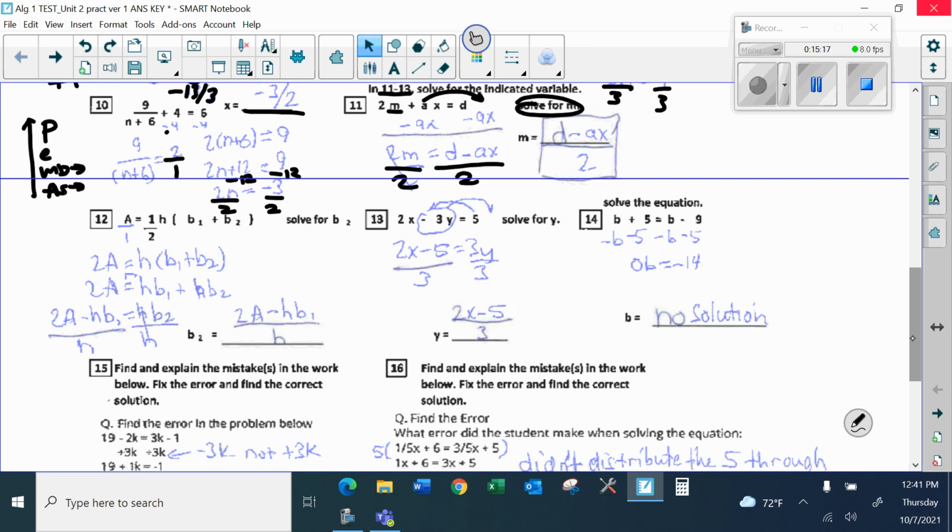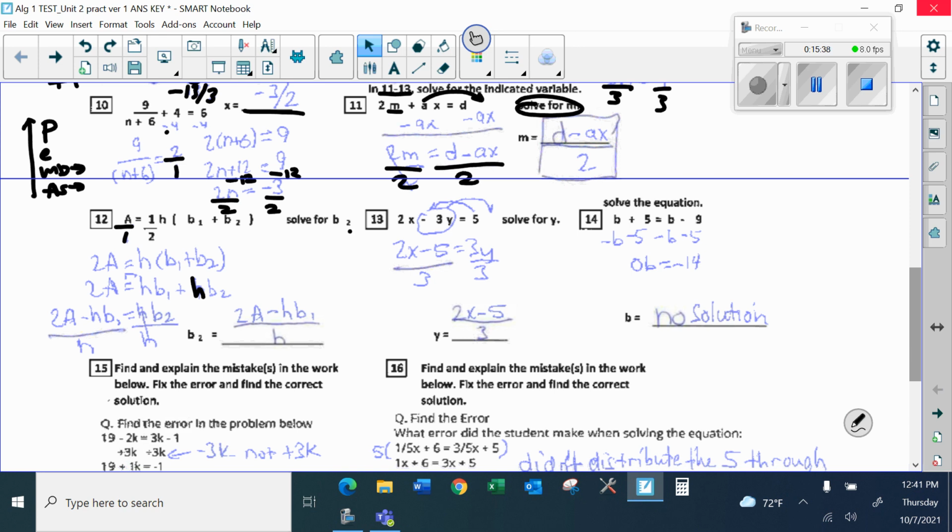Number 12. Okay, we got a fraction on the right side, so I'm going to write it as a fraction on the left, A over 1. Cross multiply, get 2 capital A. You cannot change it to a lowercase a. You have to keep the letters just as they are. Equals h times the quantity b sub 1 plus b sub 2. Now I'm going to go ahead and distribute that h through there. I get h times b sub 1 plus h times b sub 2.